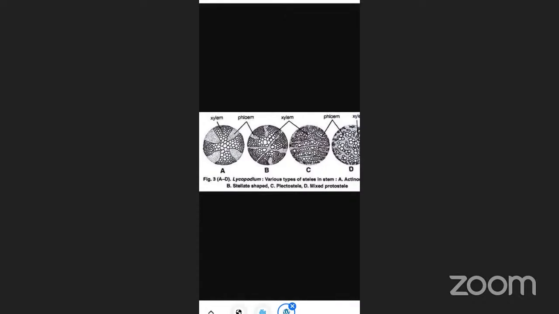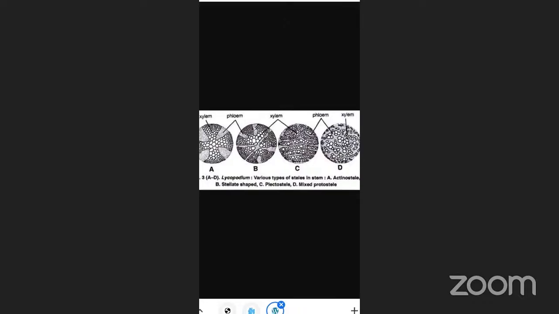And the next one is the actinostele. So the xylem forms radiating ribs. Xylem rays are surrounded by the phloem. Actin means rays, so actin-like structures are there. That is the actinostelic protostele. In Lycopodium, the xylem has rays, and many are pointed. So here the actinostele is a very advanced protostele compared to the remaining protosteles, haplostele and plectostele.